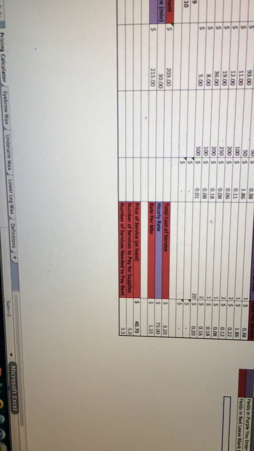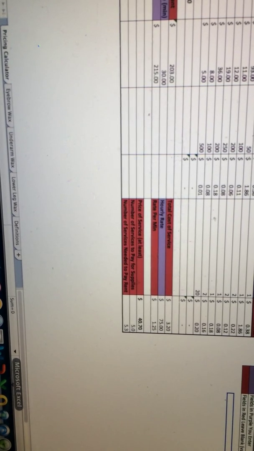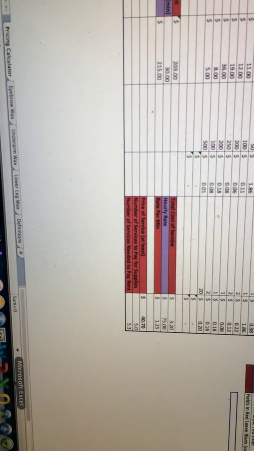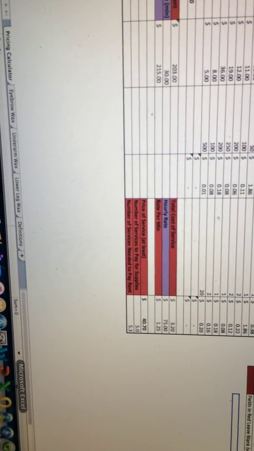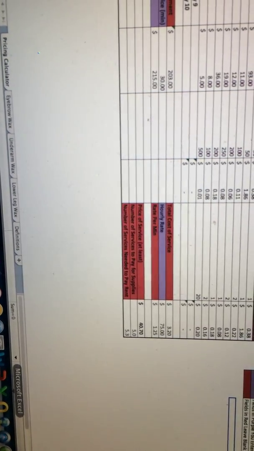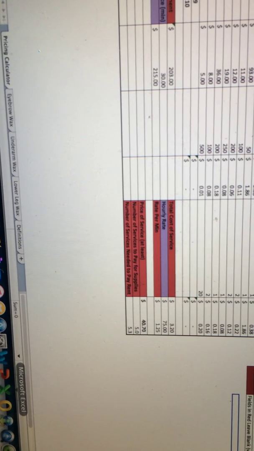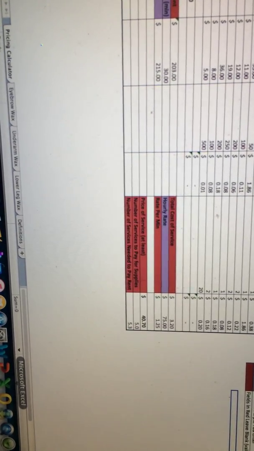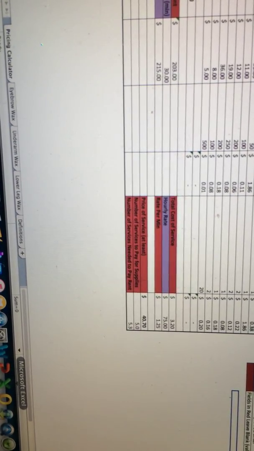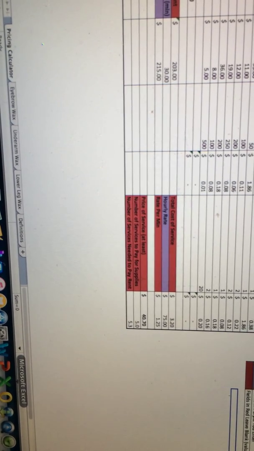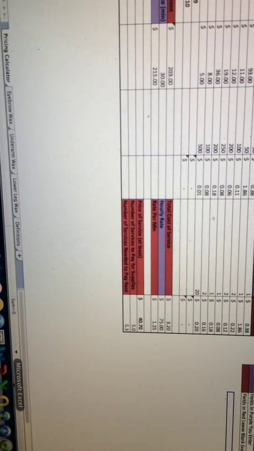Then you can see where the price is calculated, where at least I would have to be charging $40.70 for my Brazilian wax in order to take into account all of my bills, the cost of supplies, and the time that I'm spending to do this service. And then it shows the number of services I need to pay for my supplies and the number of services I would need to pay for my rent.